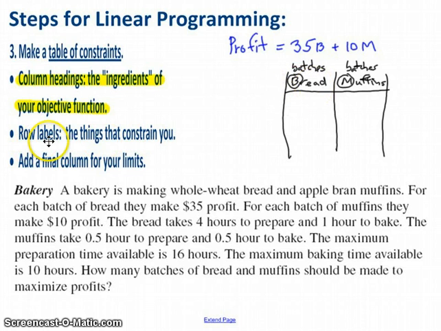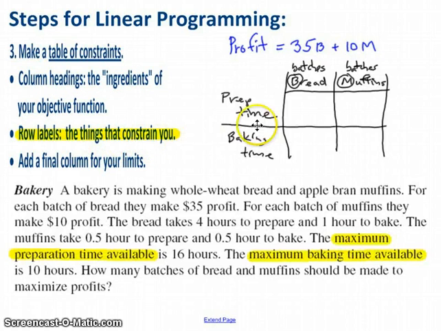The next step is these row labels. You've got to identify the things that are constraining you. And the 2 things that are constraining you from baking as much of everything as you could possibly want are the facts that you've got limits on prep time and on baking time. And those are identified here.